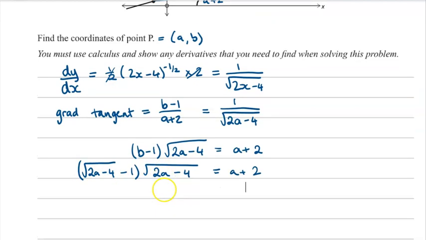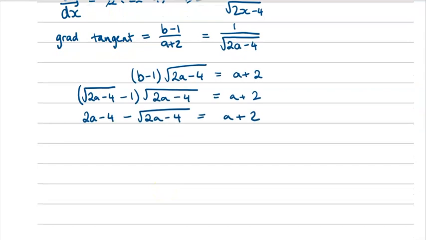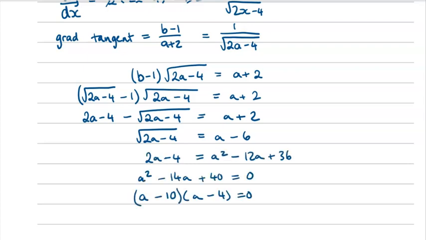Next I'm going to multiply out this bracket. Then do a bit of rearranging. You can pause the video if you want to watch what I just did. So a is going to be 10, or a is going to be 4.